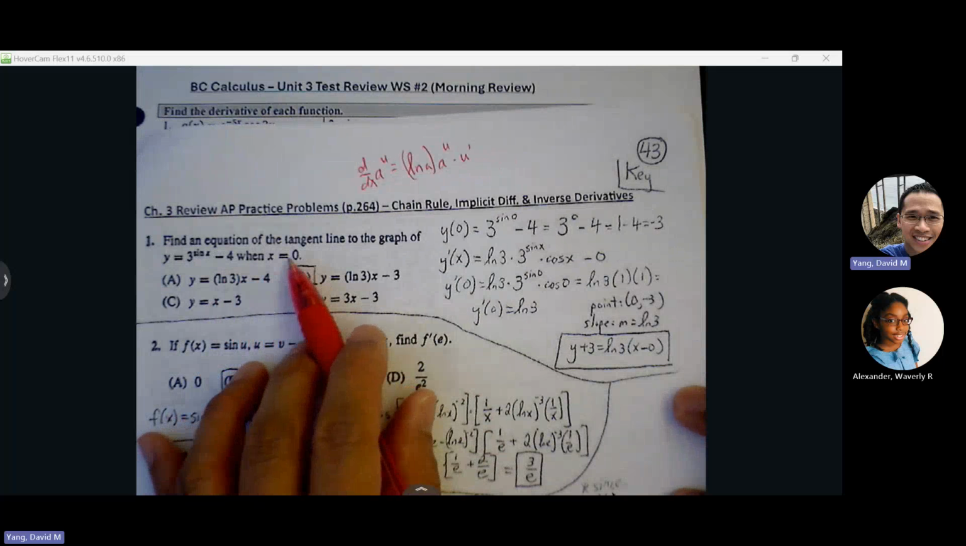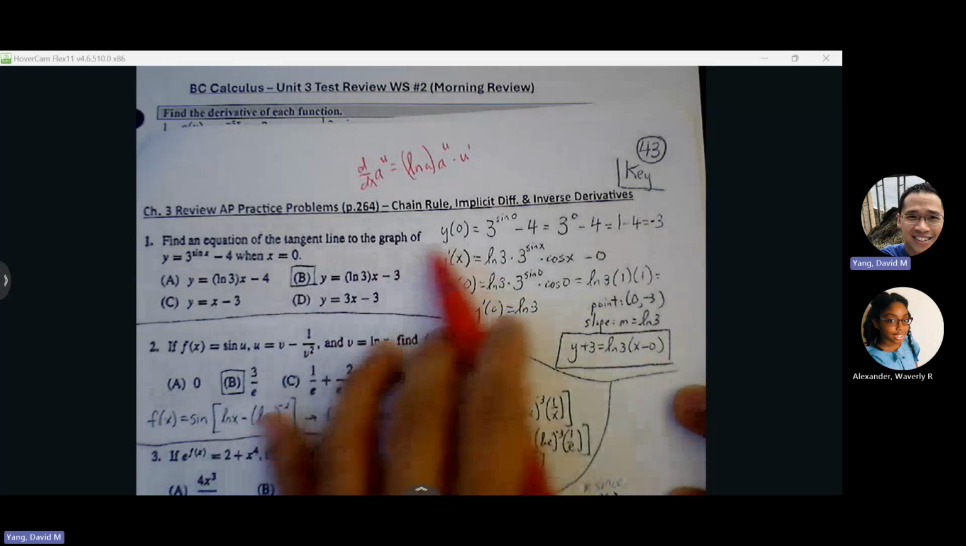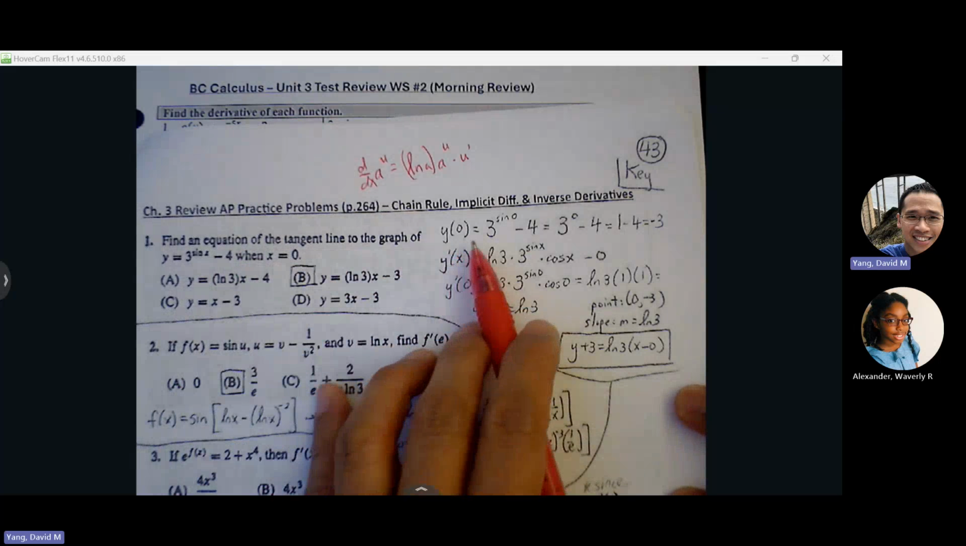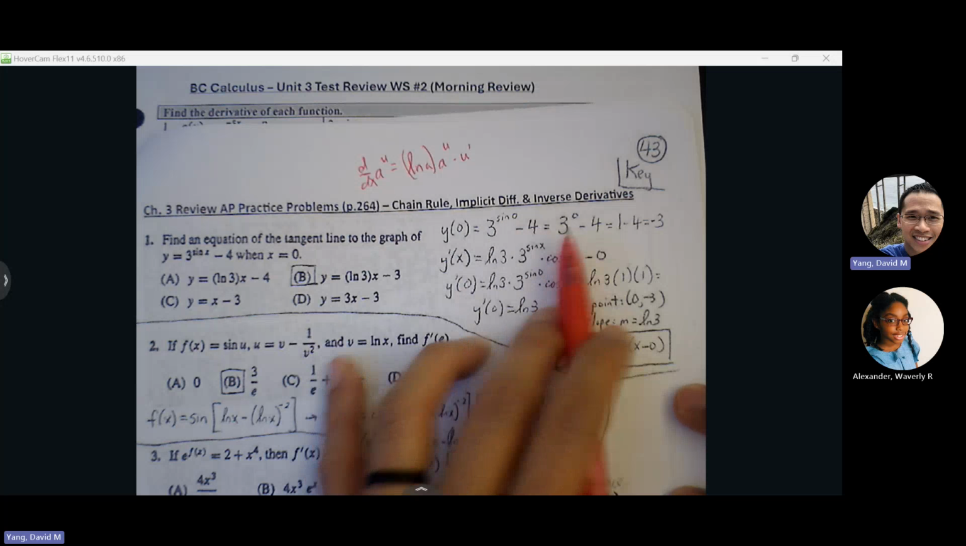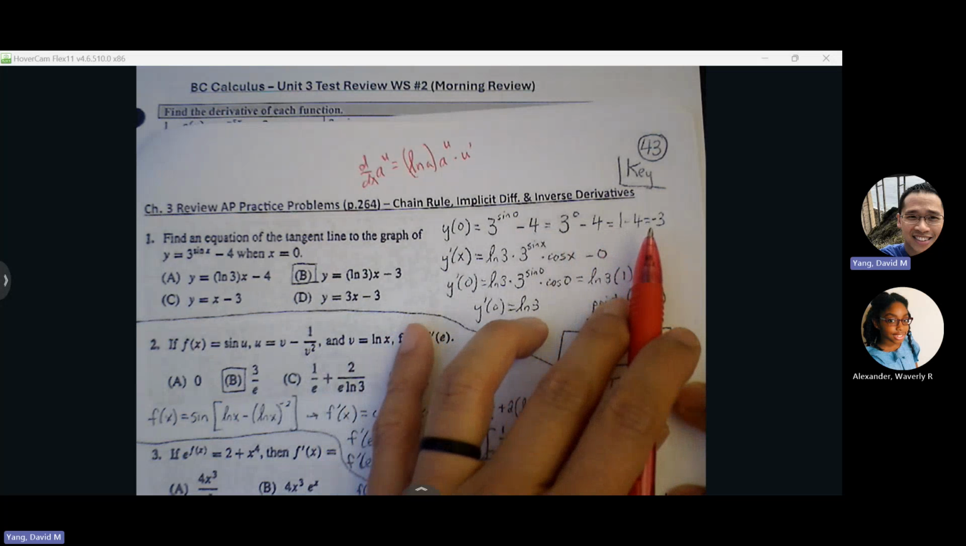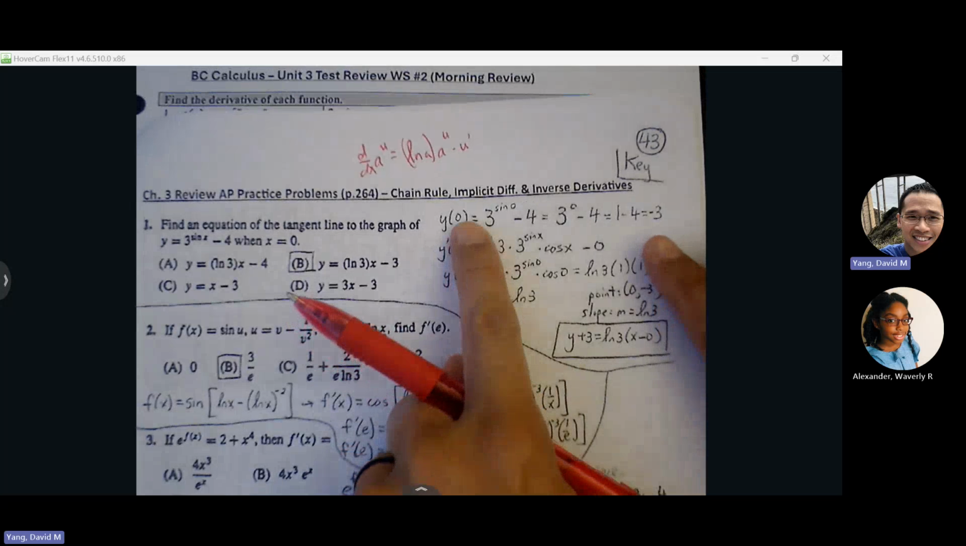So the order pair is just plugging 0 into the original function. 3 to the sine of 0 minus 4. Anything sine of 0 is 0. Anything raised to 0 is 1. So 1 minus 4 is negative 3. So there's my order pair, 0 comma negative 3.